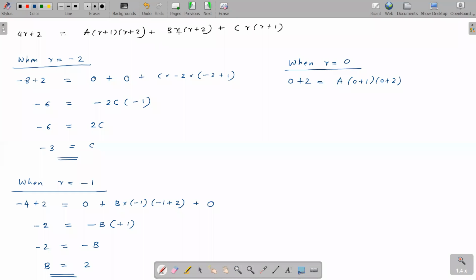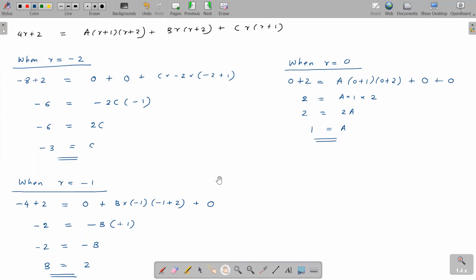The next term, b into 0, into 0 plus 2. Basically, multiplying by a 0, so the entire term is 0. Here, c into 0, into 0 plus 1, which means that is also 0. So I get here 2 equals a into 1 times 2, right? 0 plus 1 is 1, 0 times 2 plus 2 is 2. So 1 times 2, 2 equals 2a. So a equals 2 divided by 2, which is 1. Got it? So I have the ABC values.